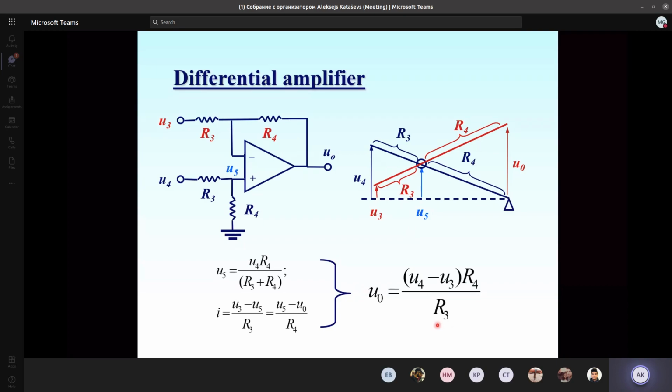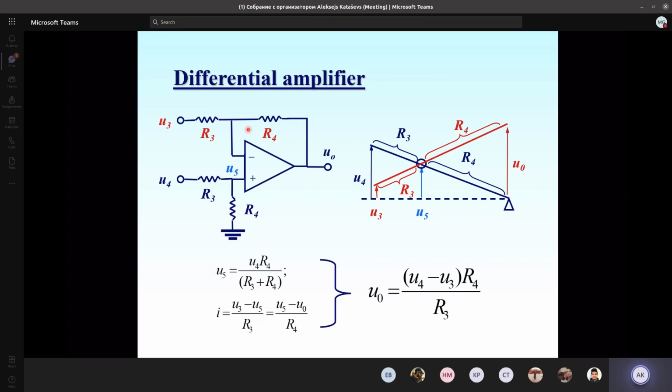If we assume the ratio between R3 and R4 is equal for both the upper circuit and the bottom circuit, we could equalize the current flowing through R3 and the current flowing through R4. Let's express the current flowing through R3 as a difference between the voltage on one side and the other side of the resistor. The voltage drop on R3 will be U3 minus U5. We have the voltage U5 here just because of the first rule of the amplifier: the voltages here are equal. So this is one expression for the current.